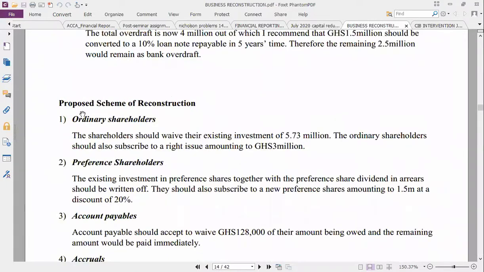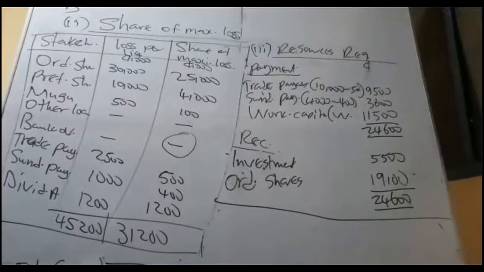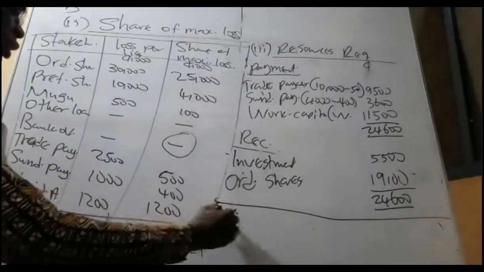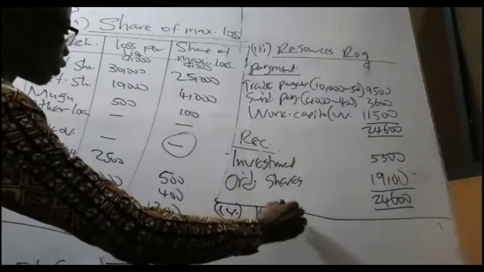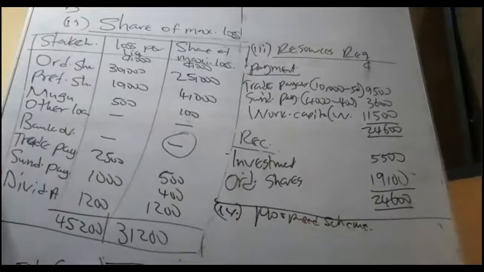So write on top, proposed scheme. Number 1, ordinary shareholders. Then you underline it. What they should waive off and what they should bring. What they should lose, what they should bring. You are done. No confusion. Okay. So let's do the same thing here. So here, let's start with the ordinary shareholders. So proposed scheme. So let's write the proposed scheme. So that's IV. Proposed scheme of reconstruction.